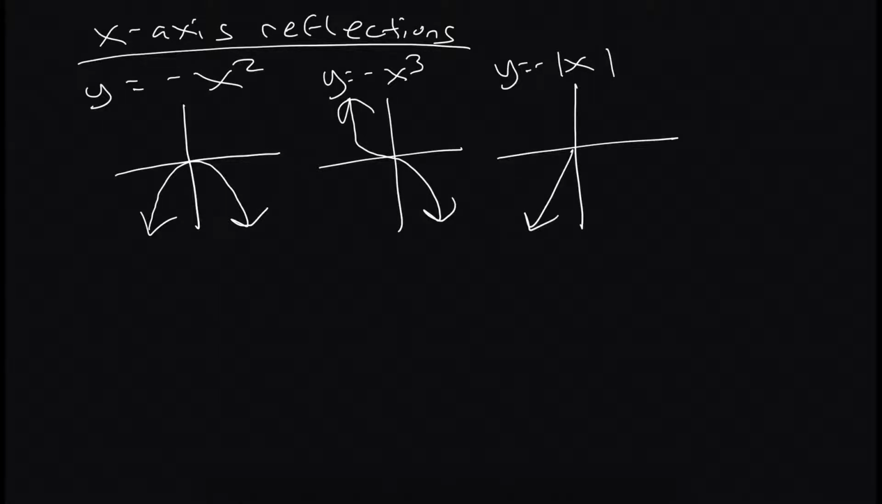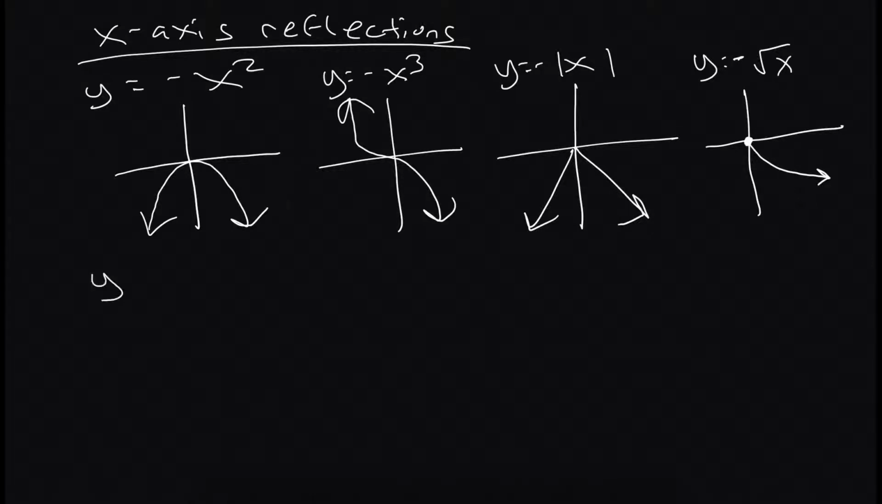And let's see here, y equals negative absolute value of x. That is our V shape, but flipped upside down. And what's our other one? Y equals negative square root of x. That's still our shooting star, but now it's shooting down there instead of up. So those are the x-axis reflections. If you're multiplying by -1 on the outside of the function, that is going to give you an x-axis reflection.